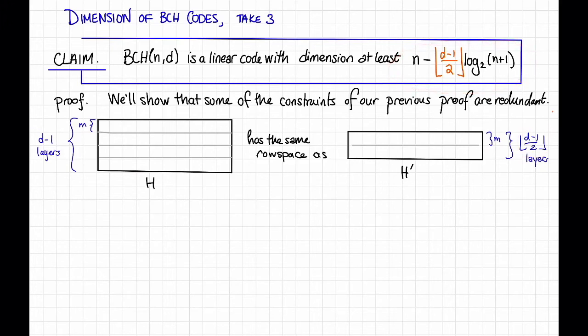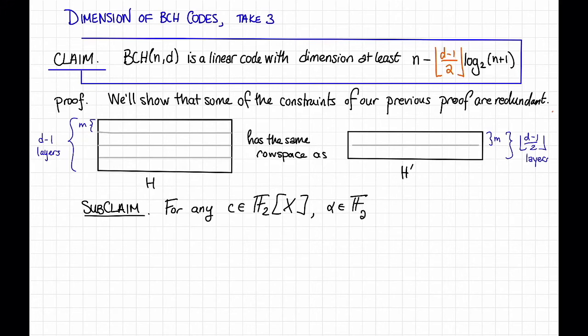So let's see why it's legit to throw away half the layers. To do that, let's state a subclaim. The subclaim is, for any polynomial c over F2 with variable x, and for all alpha in F_{2^m}, the big field, c of alpha is equal to 0 if and only if c of alpha squared is equal to 0.